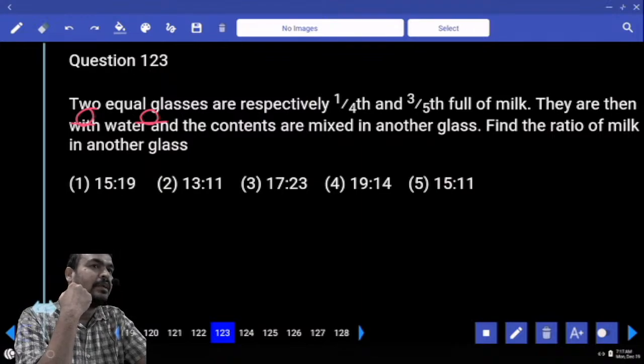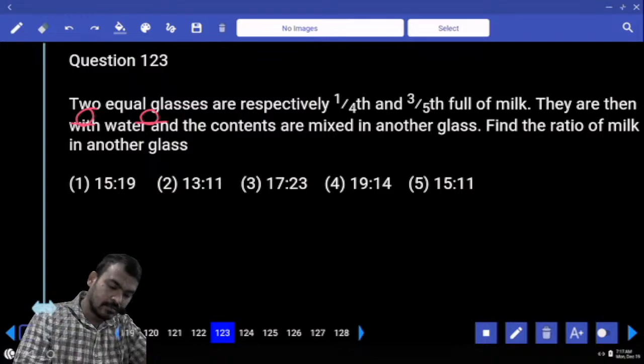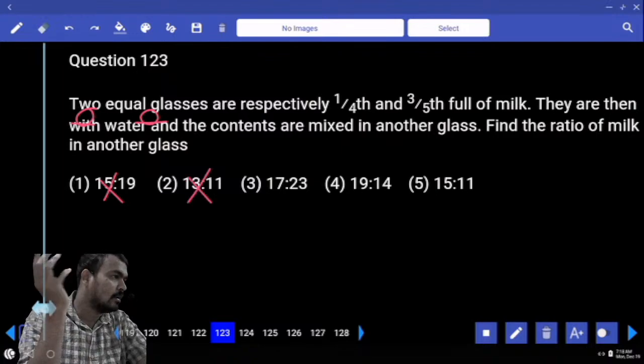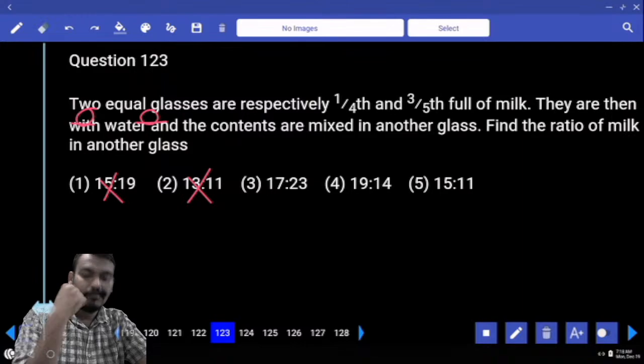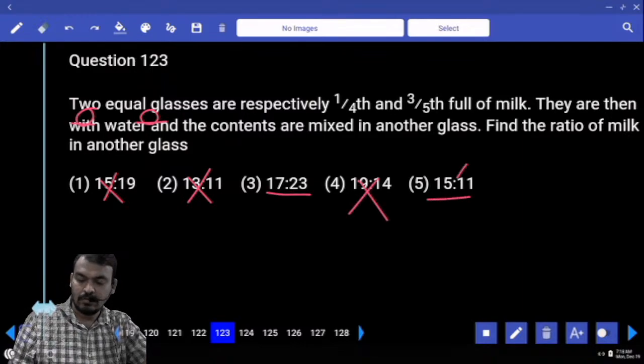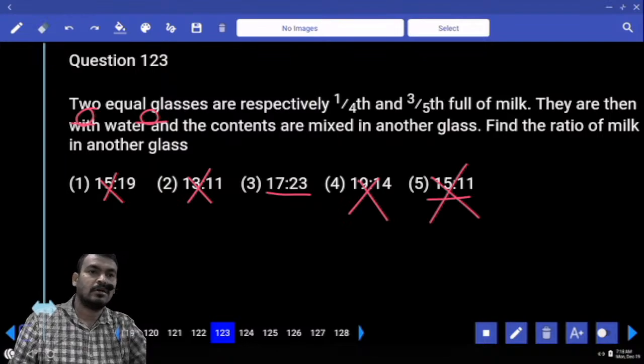15 plus 19, how many parts? 34. But we required 40. Next, the second one, 24. It is not 40. What is the third one? 40. Fourth one? No. Fifth one? No. Then the answer is the third one.